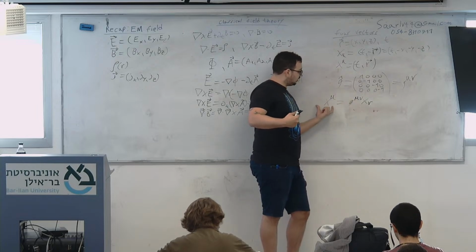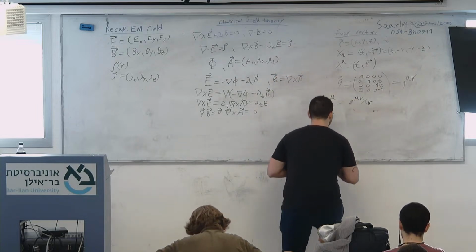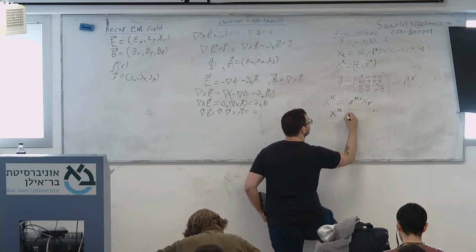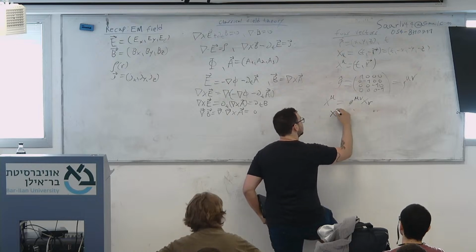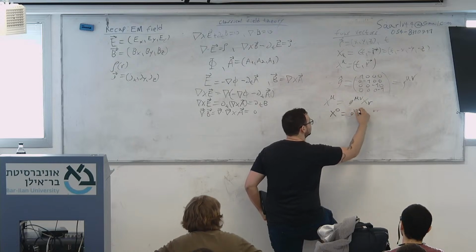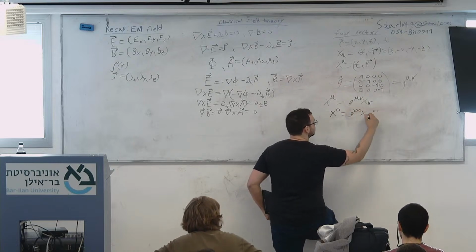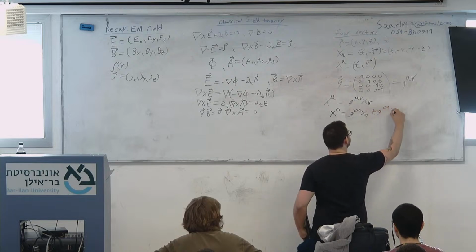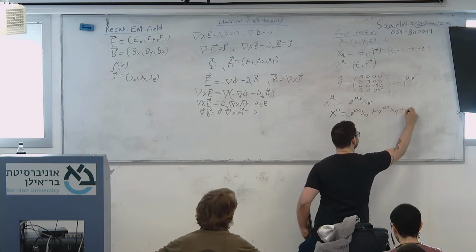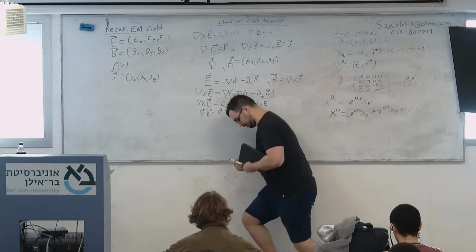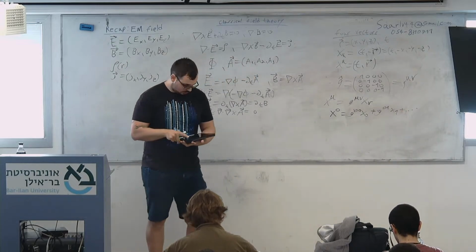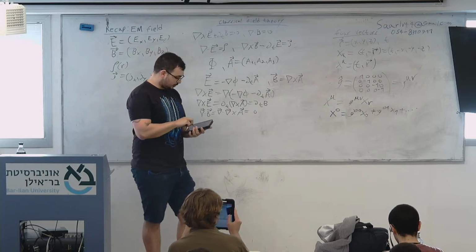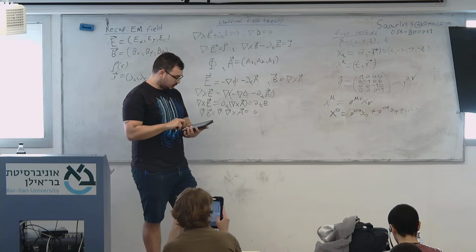So mu, let's say for example, x0 will be equal to g00 x0 plus g01 x1 plus... I'm going into fine detail with this type of writing because it can get a bit complicated.